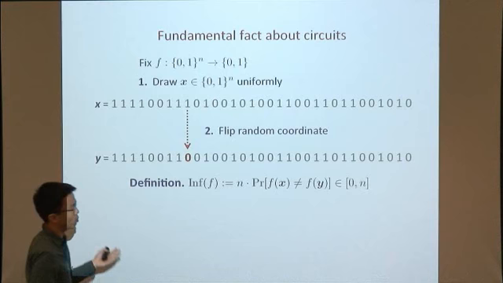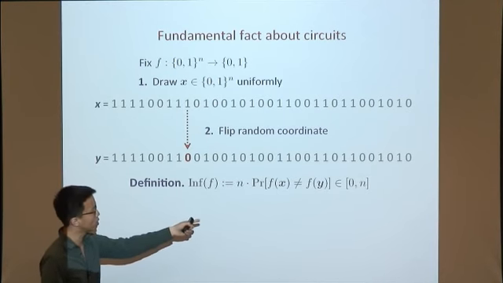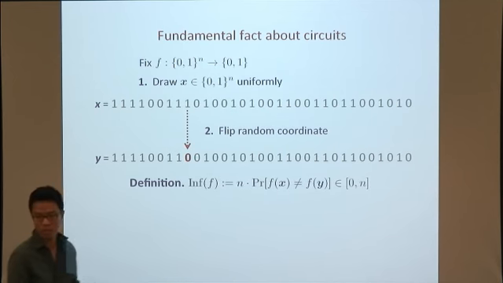And it's known as the influence of f, also called average sensitivity. And it makes sense. The name average sensitivity makes sense, right? It's the average number of coordinates on which you're sensitive. So given any function f, I can ask, what's its influence? Is it low, close to 0? Or is it high, close to n? It's just a measure of Boolean functions.